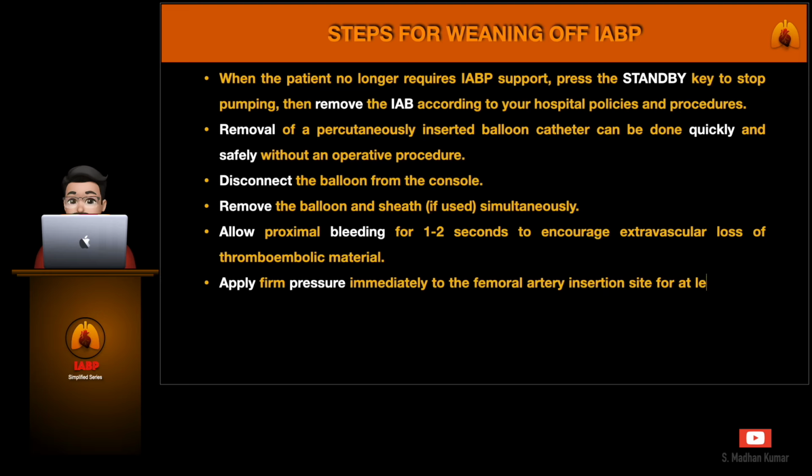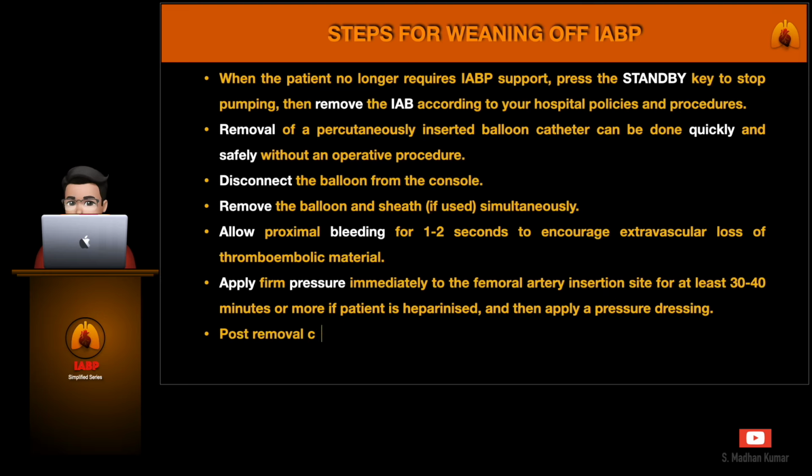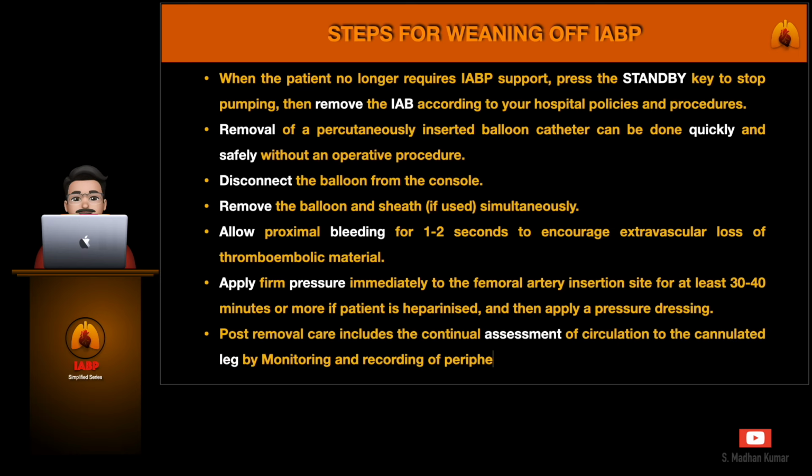Removal of a percutaneously inserted balloon catheter can be done quickly and safely without an operative procedure. Disconnect the balloon from the console. Remove the balloon and sheath if used simultaneously. Allow proximal bleeding for 1 to 2 seconds to encourage extravascular loss of thromboembolic material. Apply firm pressure immediately to the femoral artery insertion site for at least 30 to 40 minutes, or more if the patient is heparinized, and then apply a pressure dressing. Post-removal care includes the continual assessment of circulation to the cannulated leg by monitoring and recording of peripheral pulses at regular intervals.